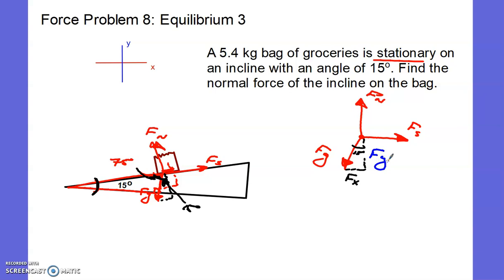But before we do that, we have to write down what our givens are. We have a 5.4 kilogram grocery bag, so that means that the mass is 5.4 kilograms. It's really all that we're given, but we always know that the gravitational field strength is 9.81 newtons per kilogram. So we're going to use that later on as well.